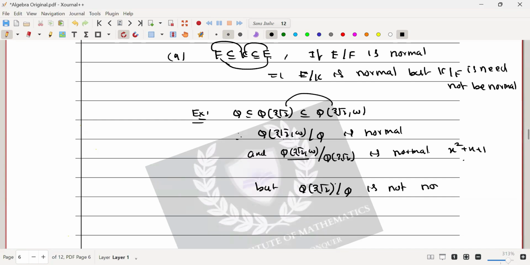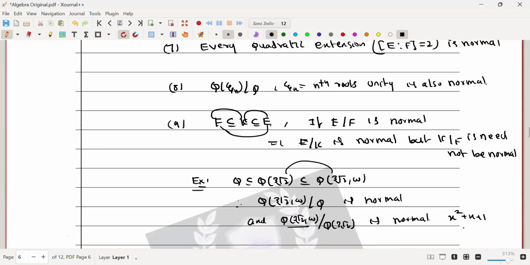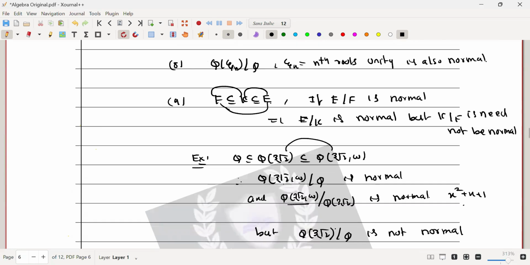In the above example, Q of cubic root of 2 over Q is not normal. So therefore, if F, K, E are tower fields, that means F is a subset of K is a subset of E, and E over F is normal, then E over K is normal, but K over F need not be normal.